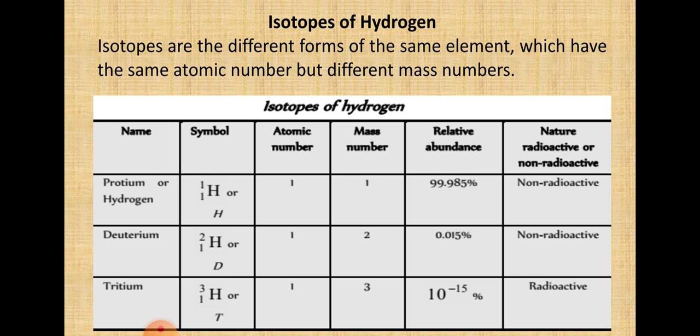Differences in properties which arise from differences in mass are called isotope effects. Because hydrogen is so light, the percentage difference in mass between protium, deuterium, and tritium is greater than between the isotopes of any other element. Thus, the isotopes of hydrogen show much greater differences in physical properties than are found between the isotopes of other elements. Okay, some properties have been given in the table for protium, deuterium, and tritium.